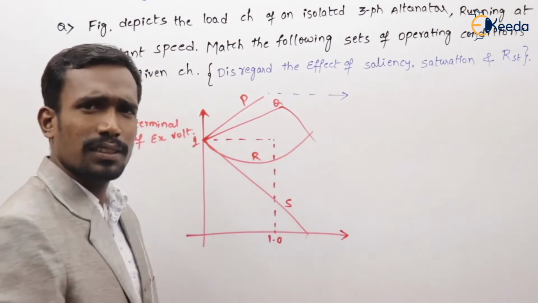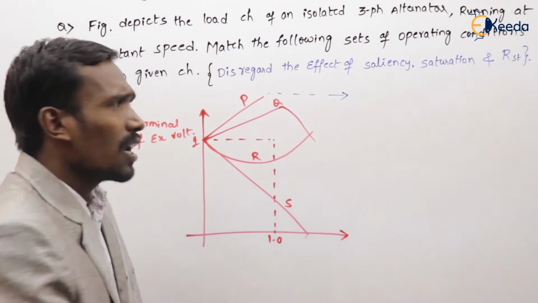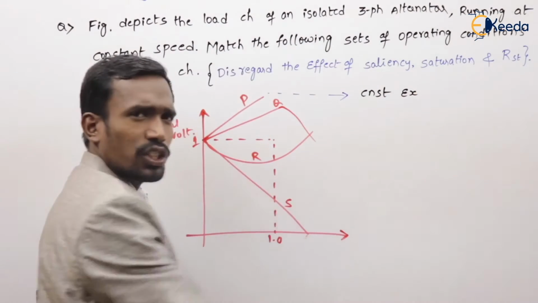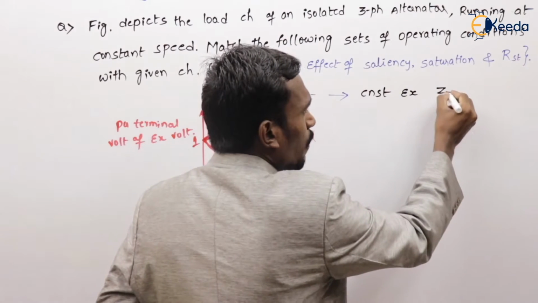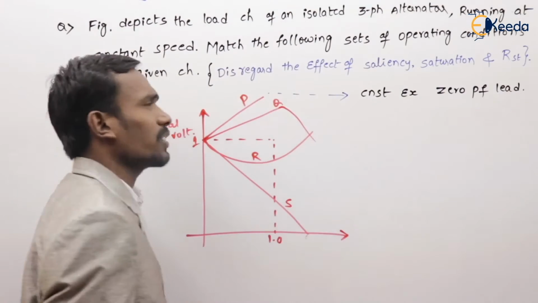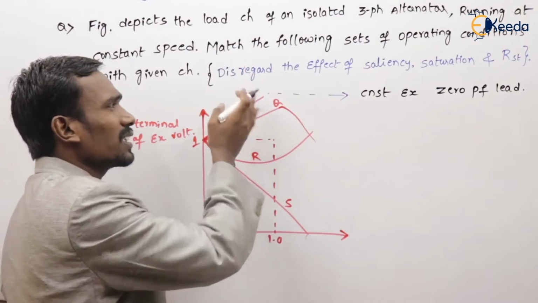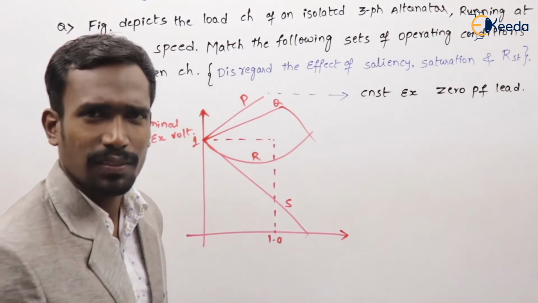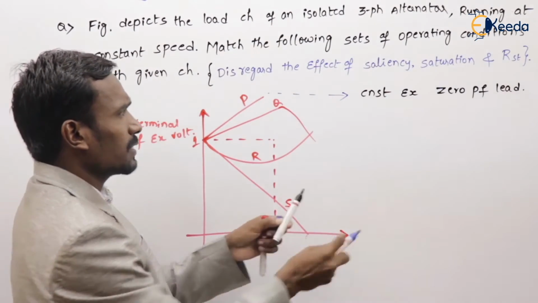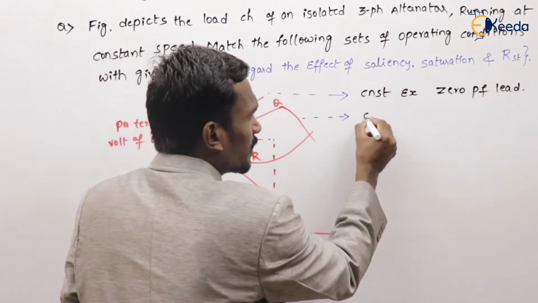This represents constant excitation with zero power factor leading. This is more leading, that's why I am taking zero power factor leading. This is also the Q. This Q represents constant excitation.